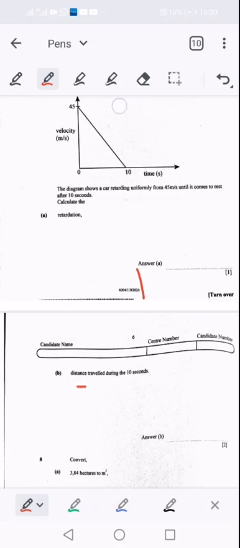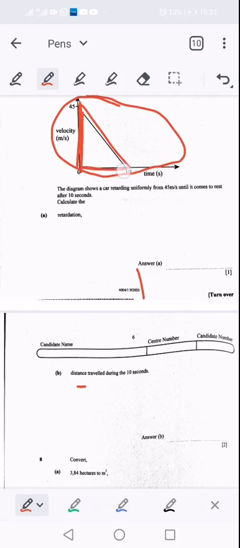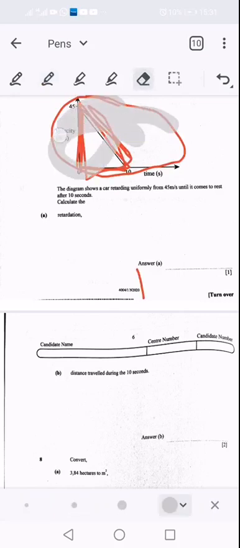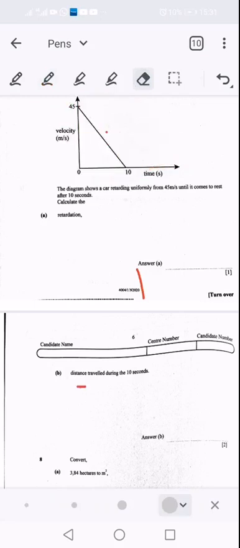So this is our curve. We check the area under this curve. It is a triangle, as you can see, so we find the area of this triangle. Distance is area under the curve. So, can you find the distance traveled during the first 10 seconds? We check the area under the curve from 0 to 10 seconds. The shape there is a triangle. If it were a rectangle, you would use the area of a rectangle to find the distance.